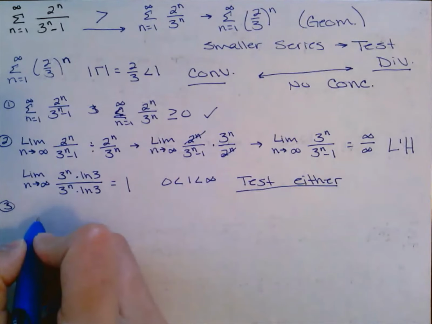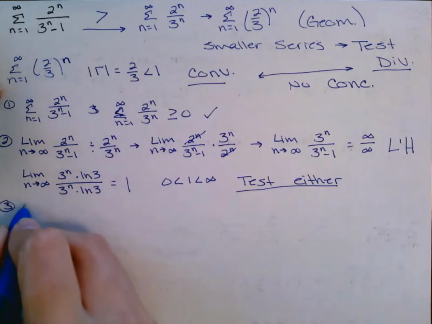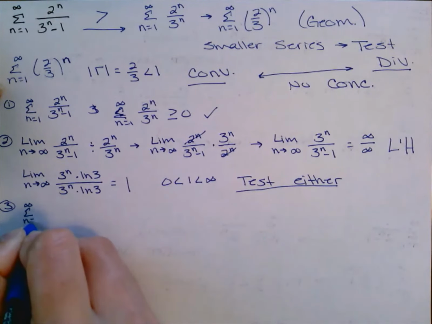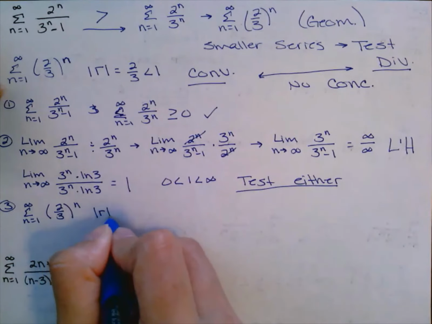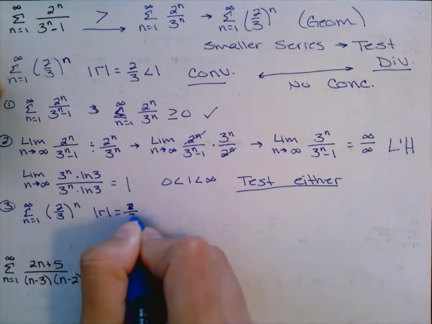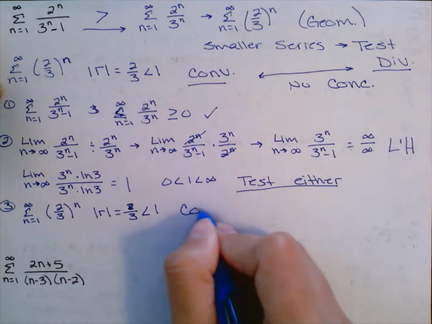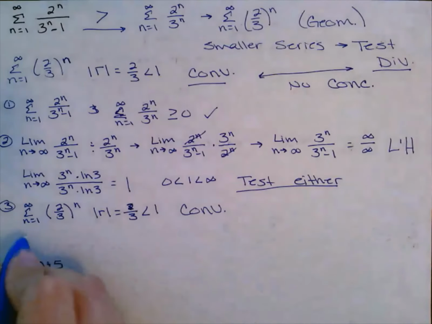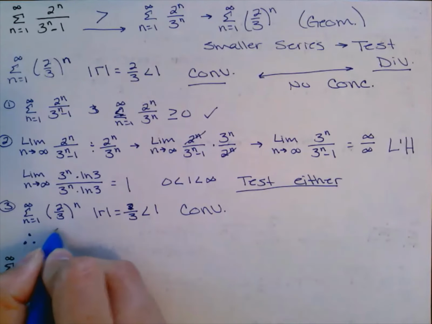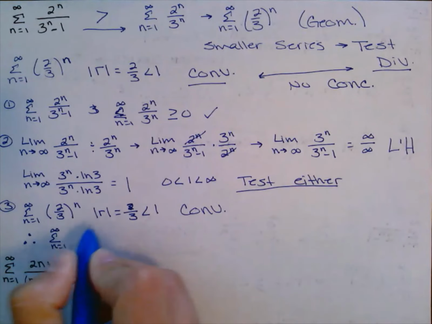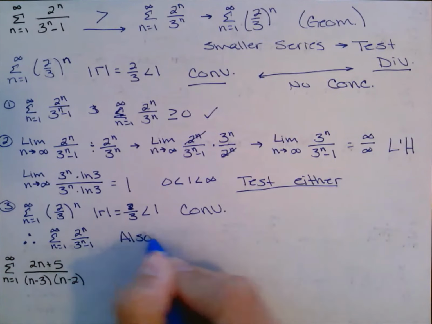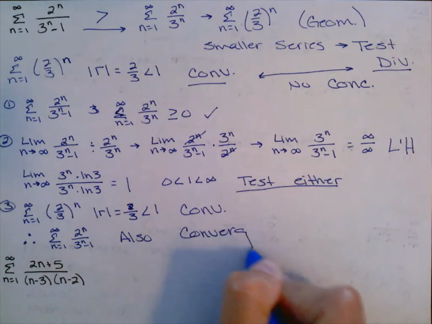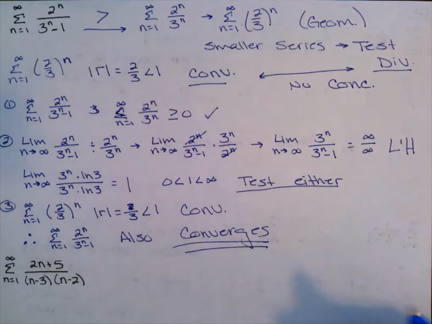Now on step 3, which we technically already did up here, according to my comparison by geometric, my R is 2 over 3, which is less than 1, so it converges. And since I can test for either, that's okay. I can just state now that my original also converges. And I'm done with that one. Let's see one last example, okay?